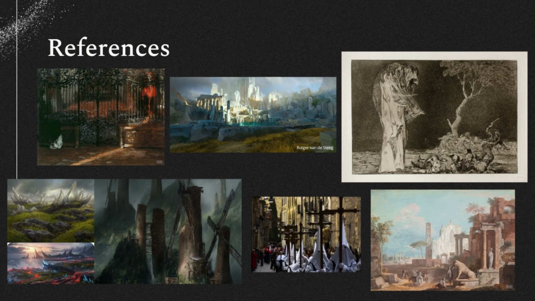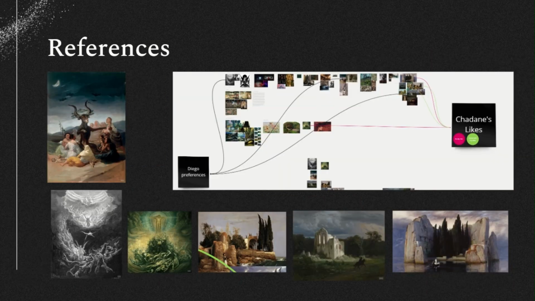We found some artists from ArtStation. We found some real life religious rituals. We found some artists from the 19th century, and eventually we gathered all our findings together and marked what each of us likes the most, and then we combined that.